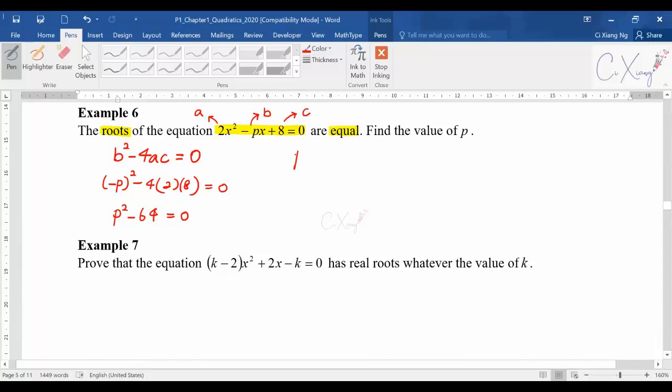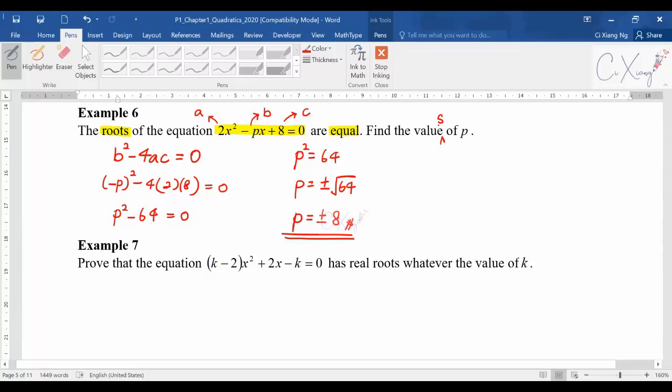Alright, so what is the value of p? So p squared equals 64. To find p, you need to take the square root. When you take the square root yourself, you have to put the plus and minus sign, so plus and minus 8. Therefore, for your final answer for p, there are two values: p equals 8 and also p equals negative 8. Alright, so there's a typo here. They should tell you to find the values of p, not the value of p.